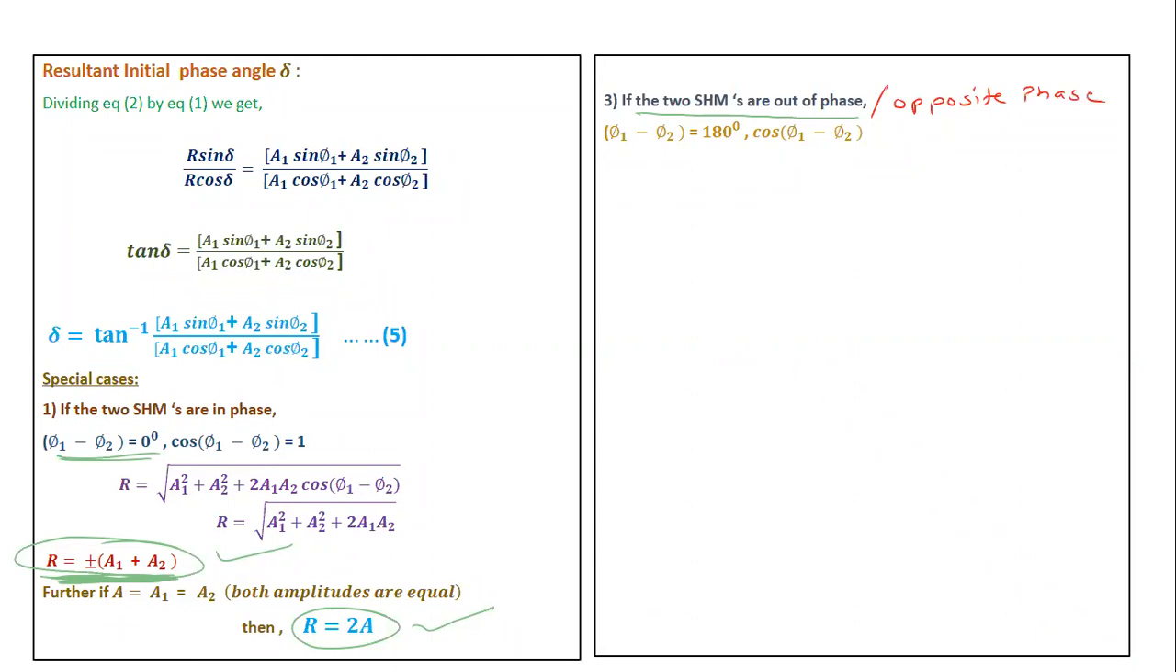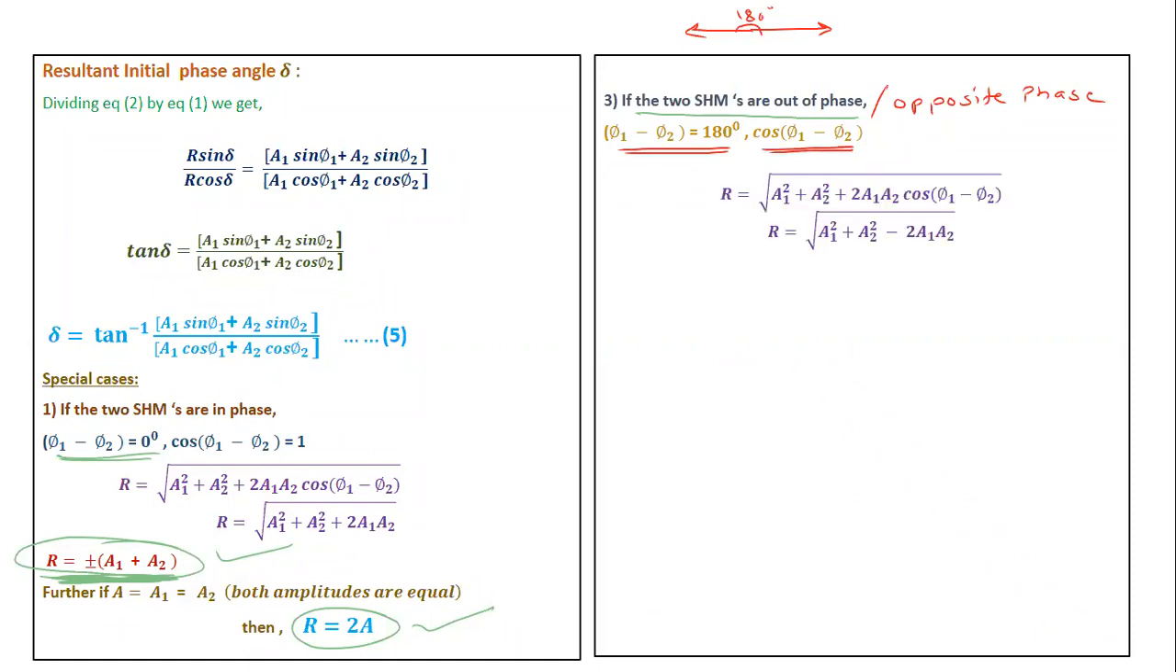Okay. Opposite phase means that one is moving to this side and one is moving to the other side, so the angle is 180 degrees. If two SHM are in opposite phase or out of phase, then the phase angle is 180, and cos 180 is minus 1. Let me substitute cos 180 as minus 1. Then what do we get here?